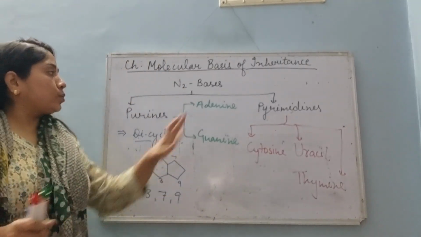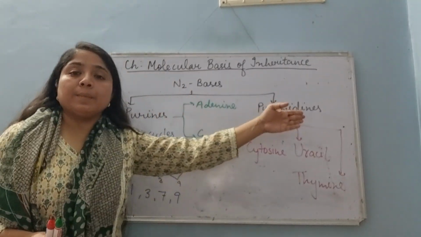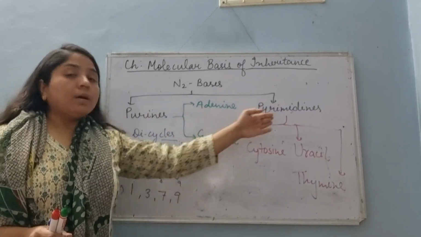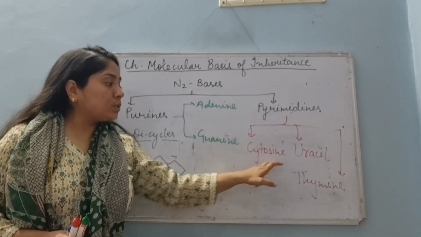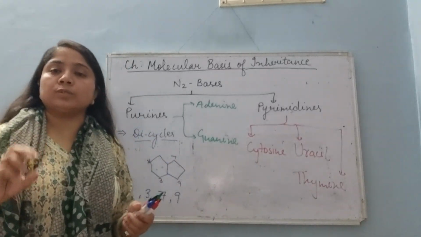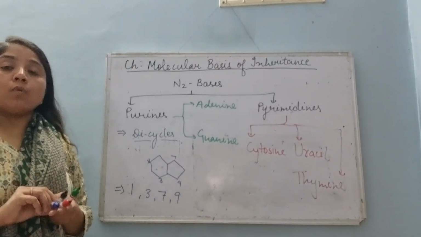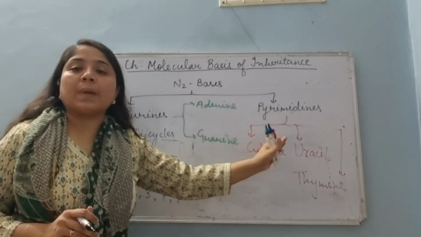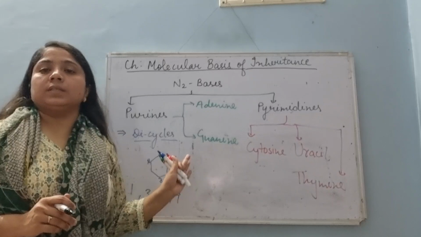So, two types of nitrogenous bases: purines and pyrimidines. Purines are of two types, adenine and guanine. Pyrimidines are of three types: cytosine, uracil and thymine. So in totality, we have seen four types of nitrogenous bases. Now we have to see the combination of these purines and pyrimidines in DNA as well as in RNA.